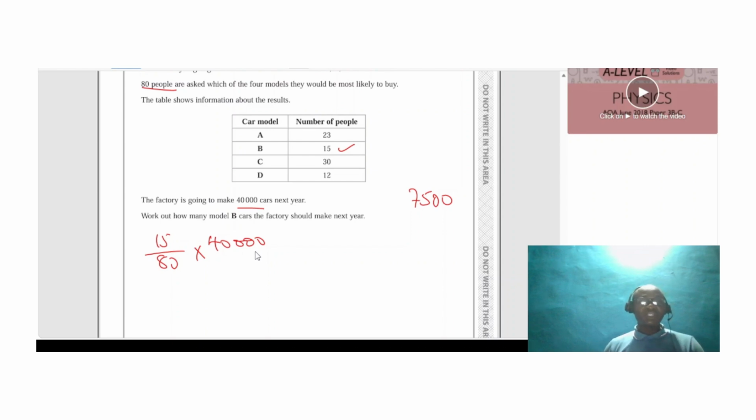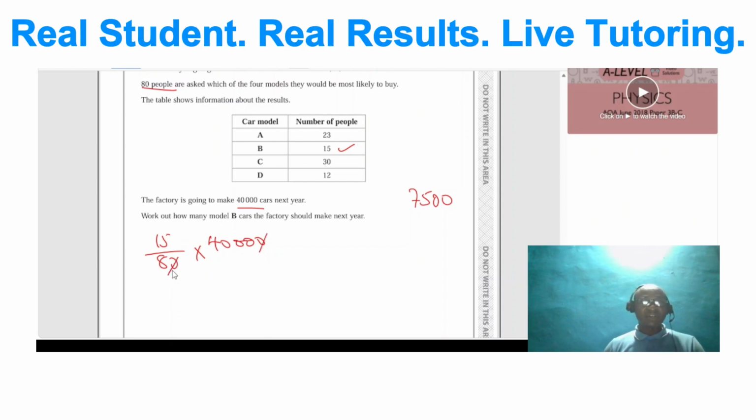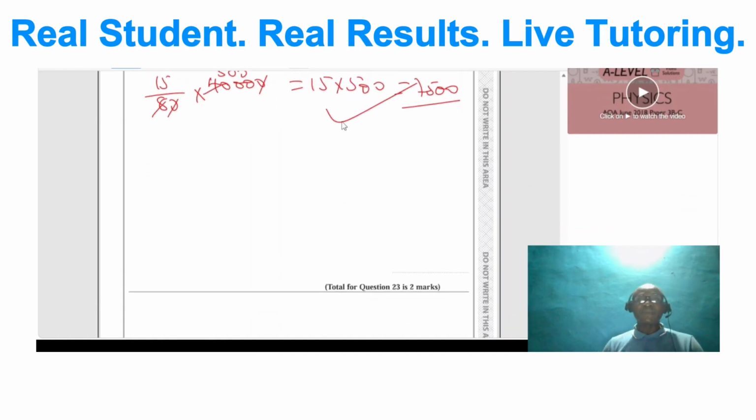If I use 80 to 0 can cancel out 0 because this is paper 1, which is non-calculator. So 8 can come into 40 to give us 5. So that is now 500. So we have 15 multiplied by 500, which is the same thing as 15 multiplied by 5. That gives us 75, then 0, 0. Your answer is correct. So let's check the mark allocated to it. And the mark is 2 marks.